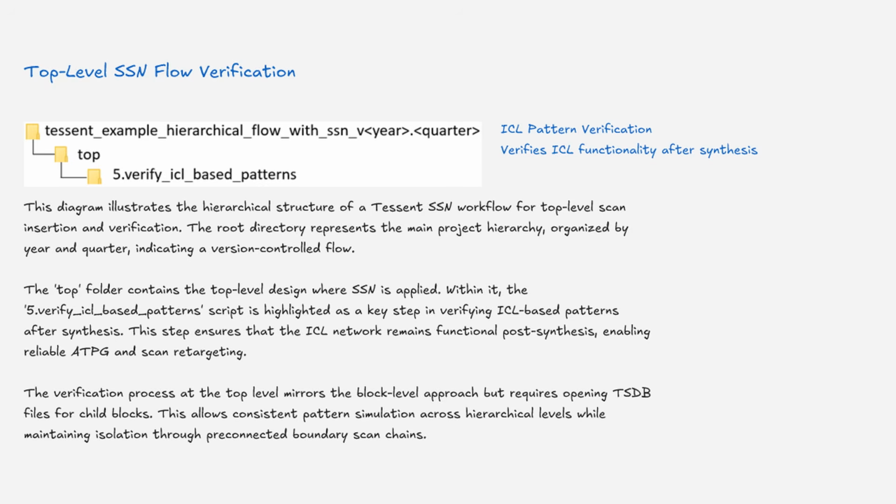Within it, the 5.verify ICL-based pattern script is highlighted as a key step in verifying ICL-based patterns after synthesis. This step ensures that the ICL network remains functional post-synthesis, enabling reliable ATPG and scan retargeting. The verification process at the top level mirrors the block-level approach but requires opening TSDB files for child blocks. This allows consistent pattern simulation across hierarchical levels while maintaining isolation through pre-connected boundary scan chains.